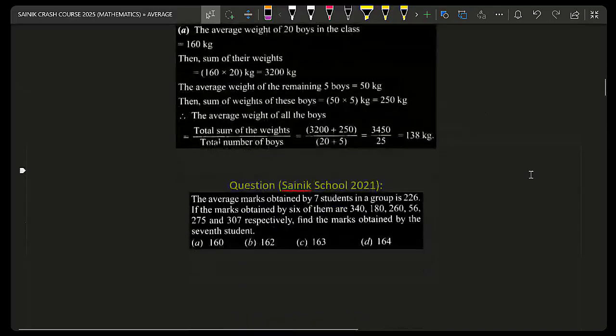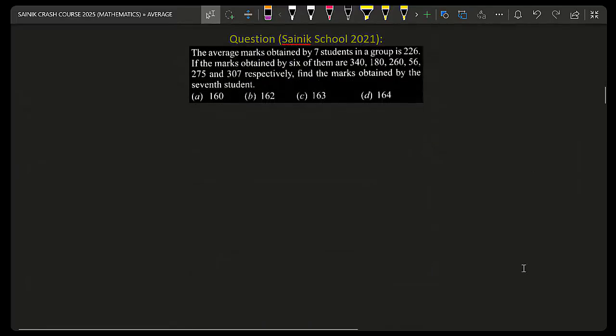Next question. The average marks obtained by 7 students in a group is 226. If the marks obtained by 6 of them are given as 340, 180, 260, 56, 275 and 307 respectively, find the marks obtained by the 7th student. Who will answer this?